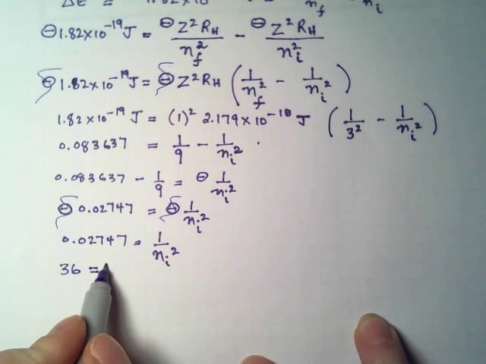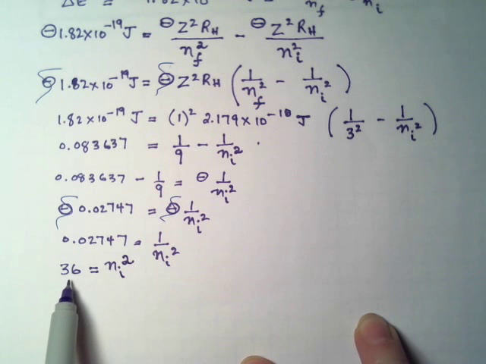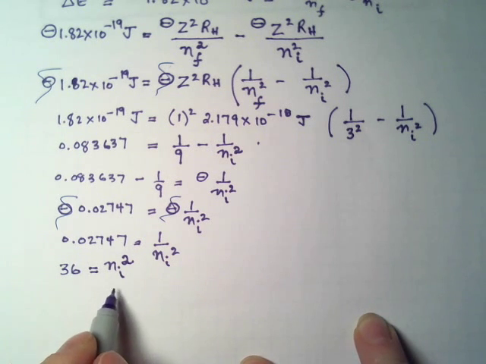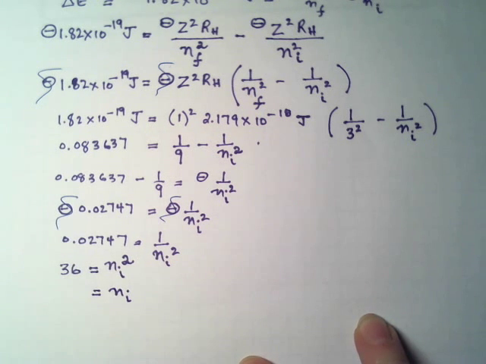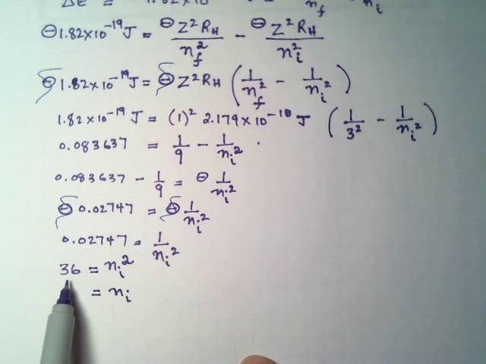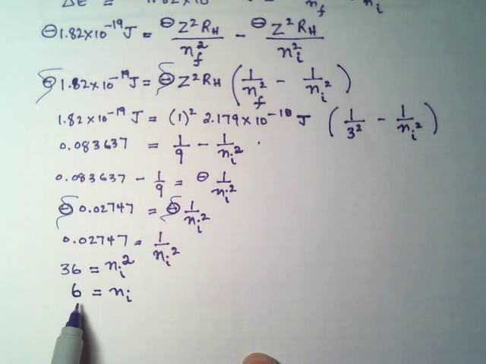And the reciprocal of this side is n initial squared. So now I need to take the square root of both sides. The square root of this is just simply n initial. Great, that's what I'm trying to find. And the square root of 36 is 6. So you see why I didn't bother putting the decimal places? Because n is a whole number.